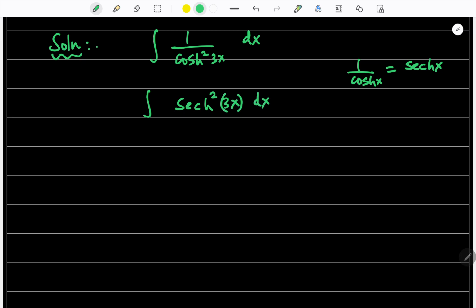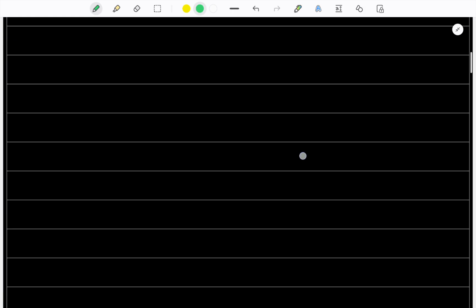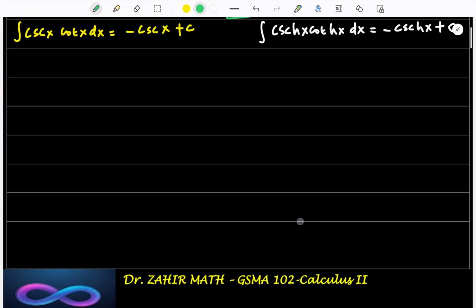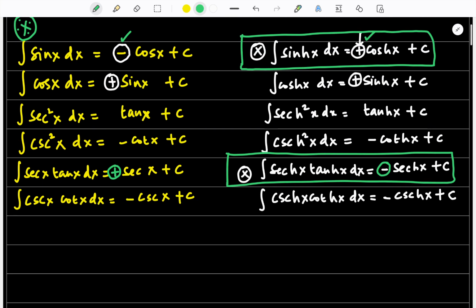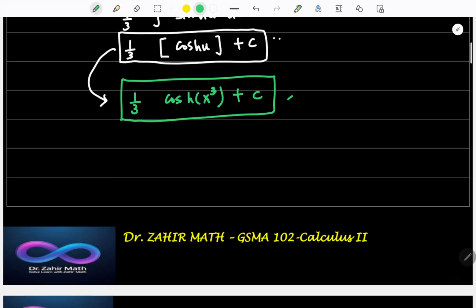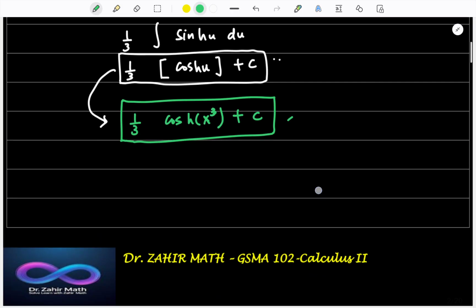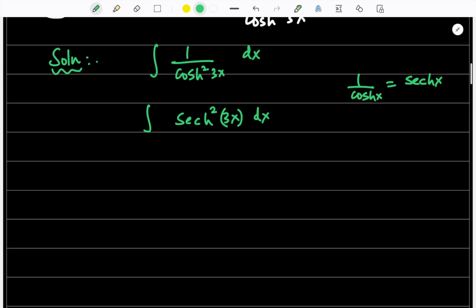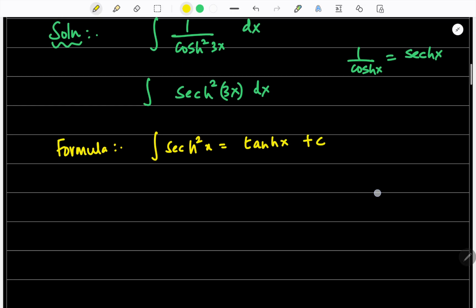Keep in your mind 3x, it is not x, right? So what is the integral of secant h square? You have to go back to the formula, right? So let me go back to the formula. This is the formula for secant h square, which is what? Tan hx. Okay, right. So let me write the formula over here. The formula is integral secant h square x is equal to tan hx plus integrating constant c.